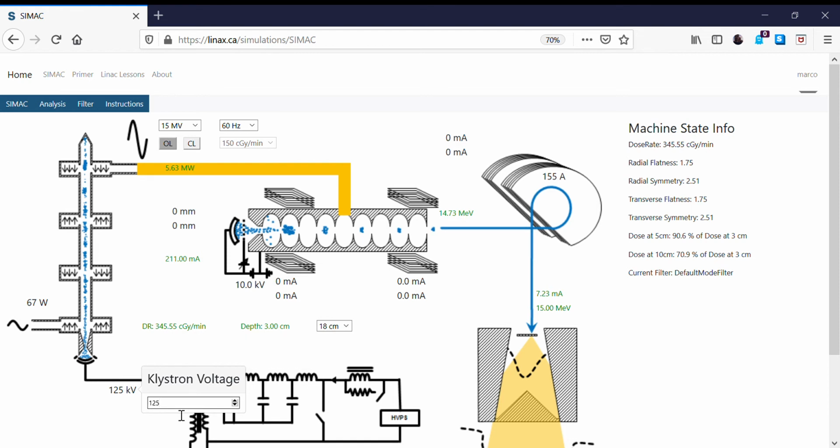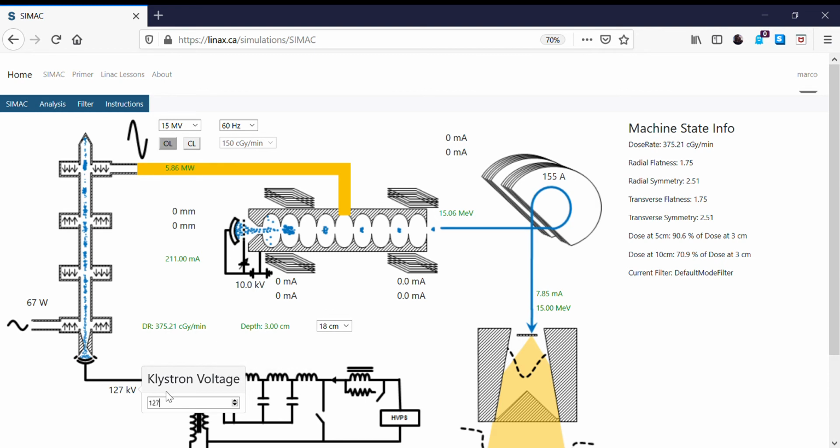If we go to 126, now we have 14.9 MeV. We have a dose rate of 375.9, which is getting quite high. If I go to 127, we've gone past 15 MeV, so now our dose rate is 375.